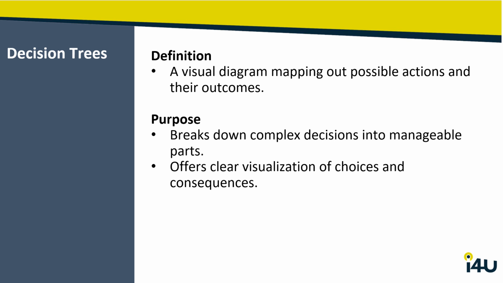Decision trees. Definition: a visual diagram mapping out possible actions and their outcomes. Purpose: breaks down complex decisions into manageable parts. Offers clear visualization of choices and consequences.